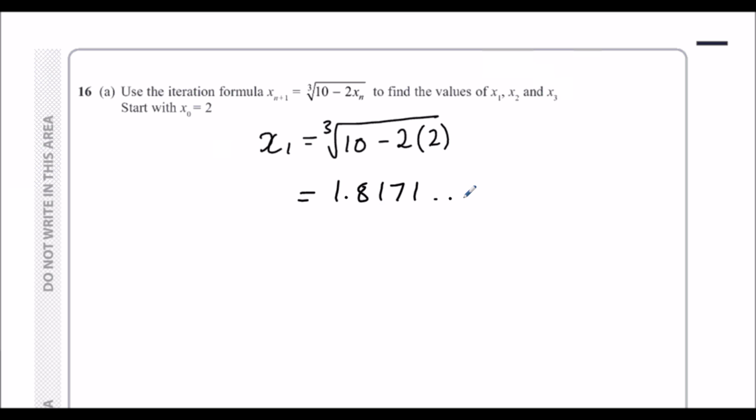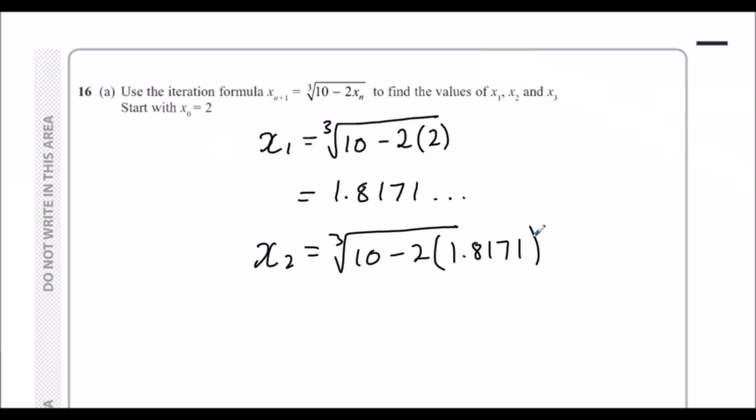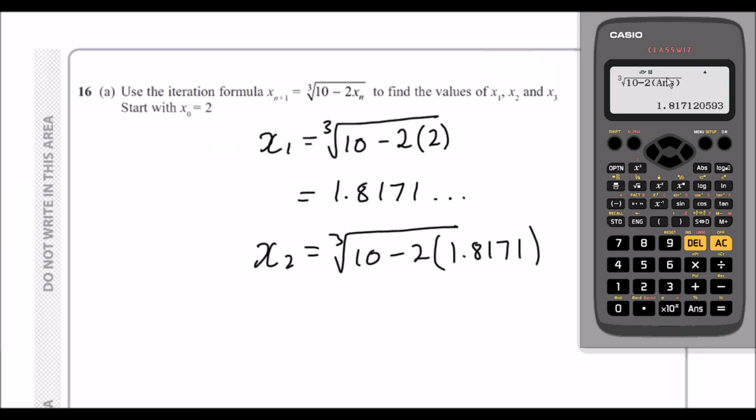So now for x2, I'm going to do the cube root of 10 minus 2 times my previous answer. For x2, we substitute x1 into here. For x3, we substitute x2 in for here. So we always use our previous answer to find the next one. But I already have the answer button, so this answer button is going to pick up this answer this time. So all I have to do is press equals again.